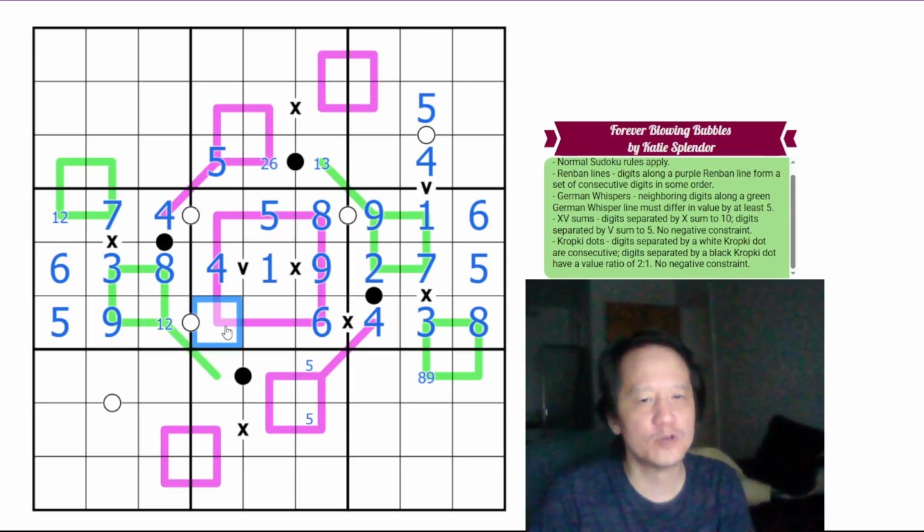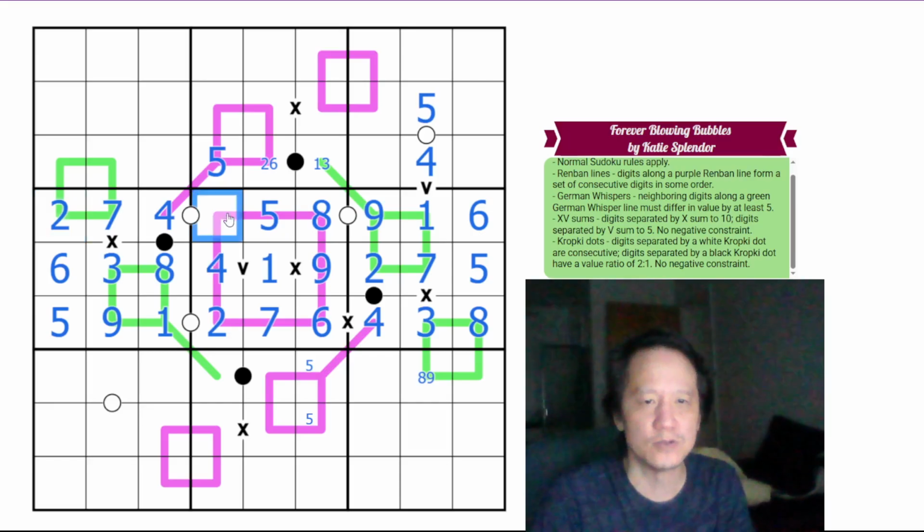That means this is 1 or 2, which means it's consecutive with 1, 2, or 3, but 3 can't be here, so this is a 1, 2 pair. That forces this to be 7. Here, this can't be 1 because of the 1 in the box, so this is 2, this is 1. That makes this 2, and this 3.